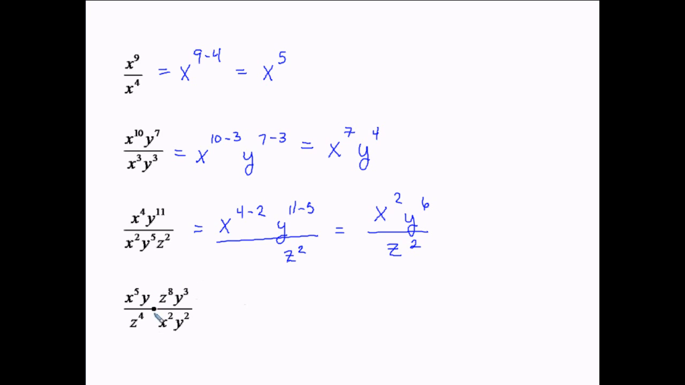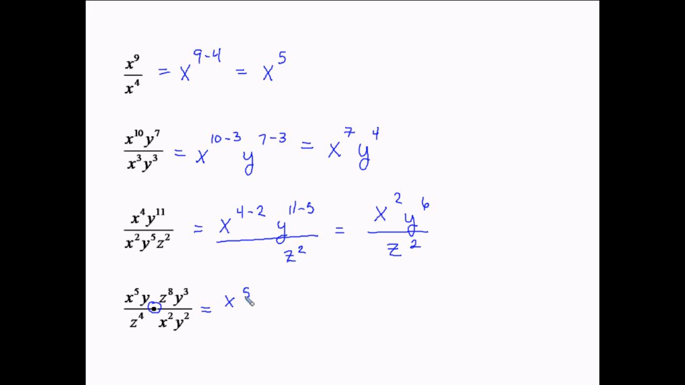Okay, now this one combines. I have multiplication here in the center. It kind of looks like that's a multiplication sign. So I'm going to multiply across the top, and then I'm going to multiply across the bottom. Then I'm going to simplify by division.